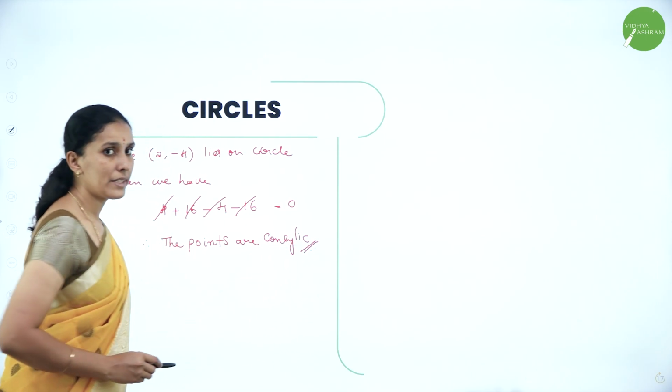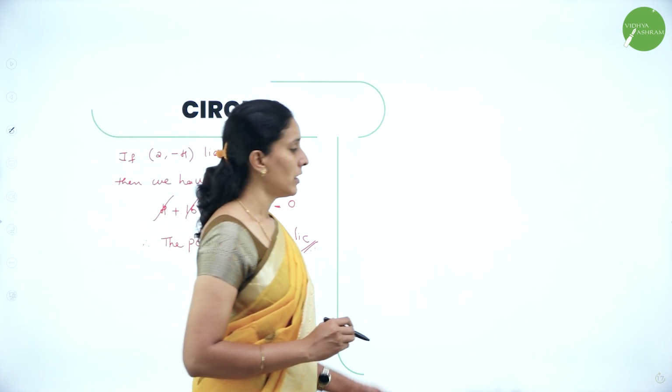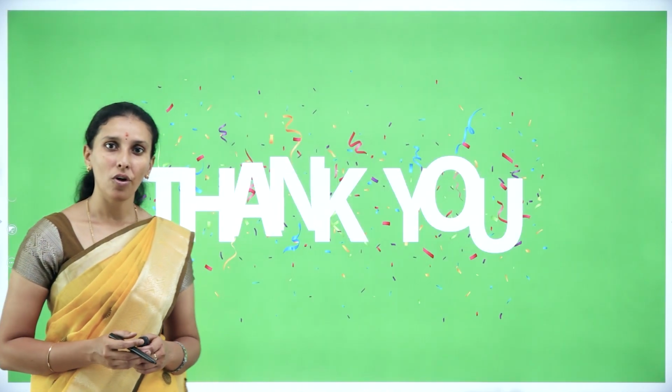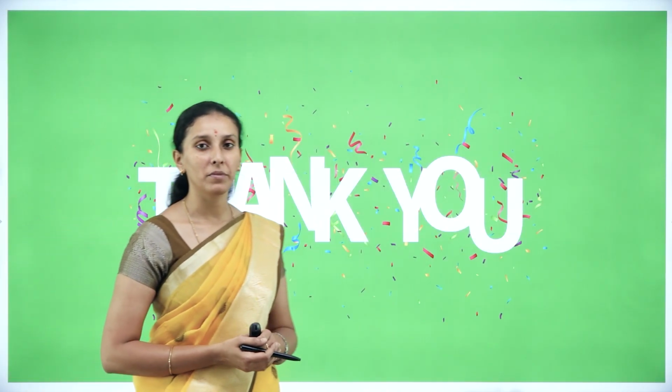So concyclic means the points lie on the circle. So from the problem, we have got that these points are concyclic. So these are all the few questions you can expect from this chapter.